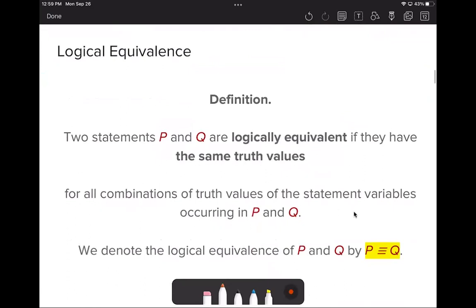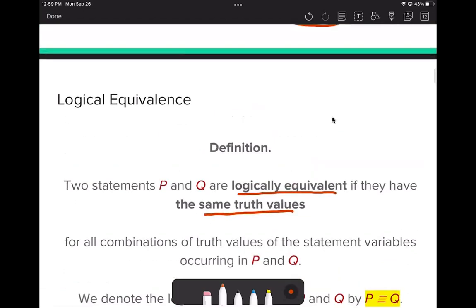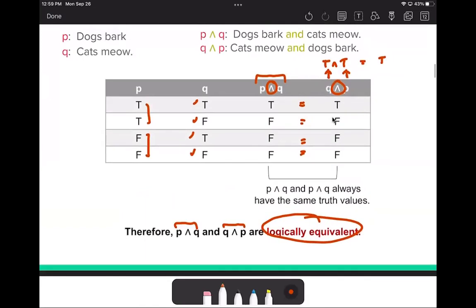So by definition, if two statements P and Q are logically equivalent, they have the same truth values for all combinations of truth values of the statement variables occurring in P and Q. So we denote the logical equivalence of P and Q by this symbolic notation. Okay, we will use this symbol. So going back to the previous slide, we can say that P and Q is logically equivalent to Q and P.